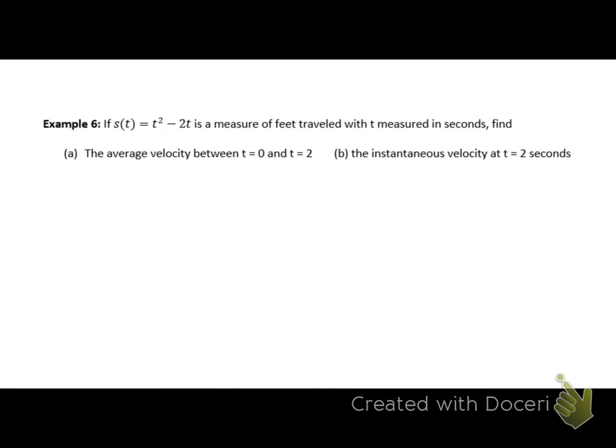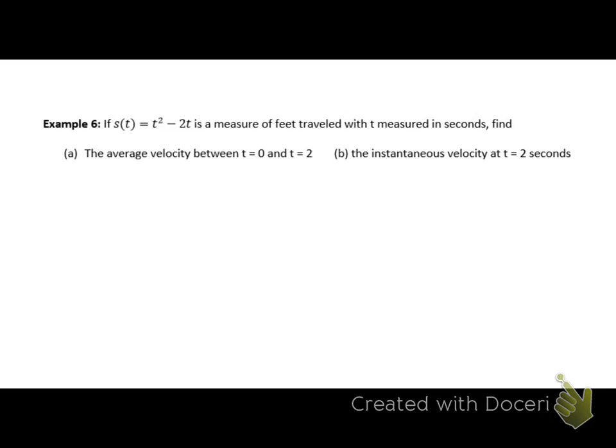This is section 4, rates of change, example 6. So for example 6, we're doing the exact same thing we did with example 5. The difference is that now we have a square or quadratic function when we're talking about our position. So if s of t is t squared minus 2t is a measure of feet traveled with t measured in seconds, find the average velocity and the instantaneous velocity.